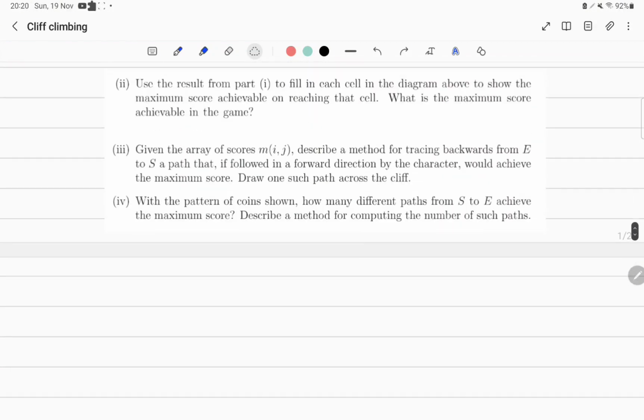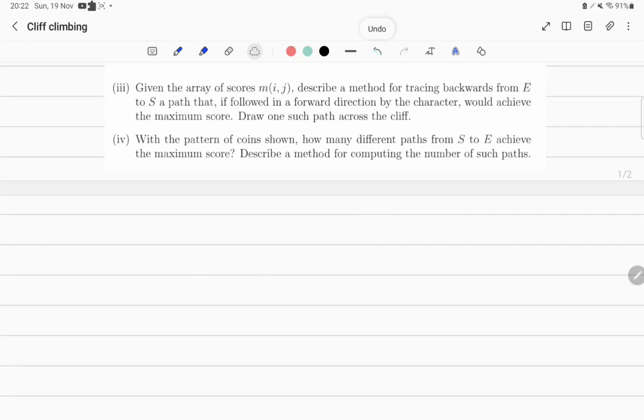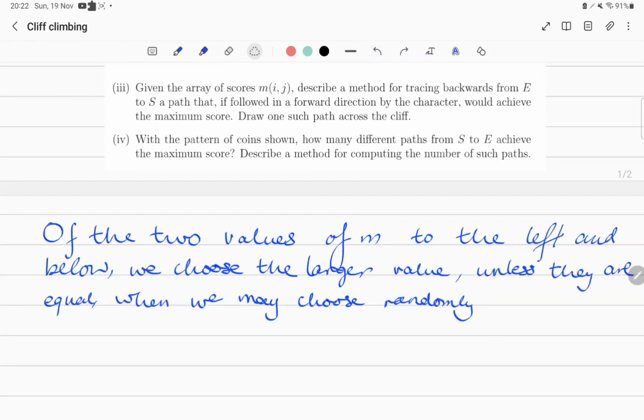The algorithm we've used up there can actually be described very well by the following. Of the two values of M to the left and below of our current square, we choose the larger value unless they are equal, when we may choose randomly. Now let's move on to part 4. With the maximum pattern of coins shown, how many different paths from S to E achieved the maximum score? Describe a method for computing the number of such paths.